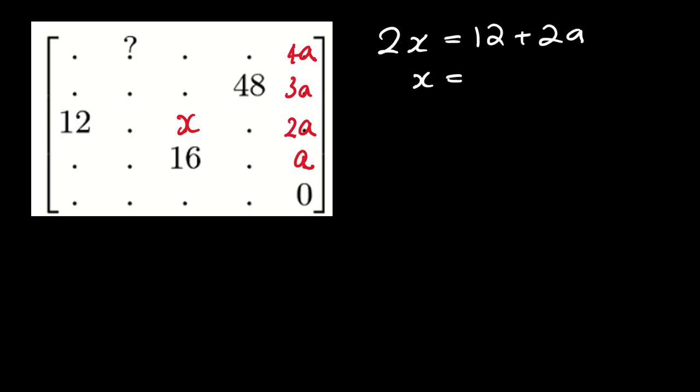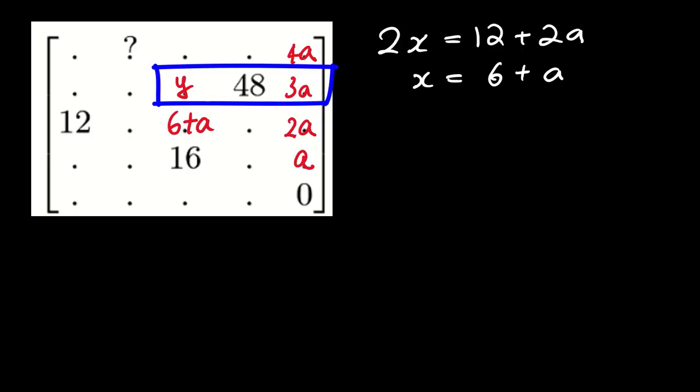We'll use the special number 0 here. So we will have A, 2A, 3A, and 4A. Now we focus on row number 3. The first number is 12 and the last number is 2A. If the number in the middle is x, we have 2x equals 12 plus 2A, which means that x equals 6 plus A. So now we know that x equals 6 plus A. Now call this number 1.